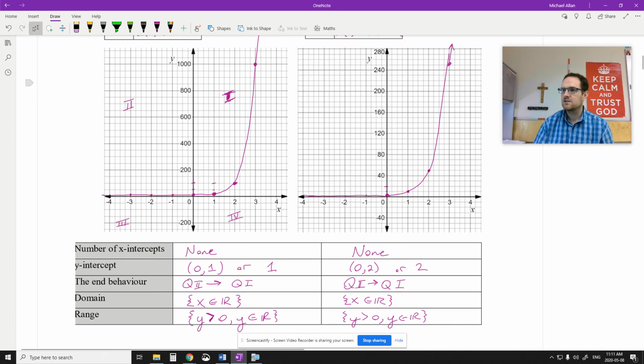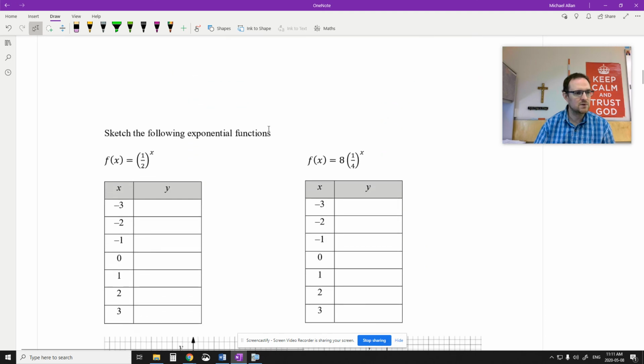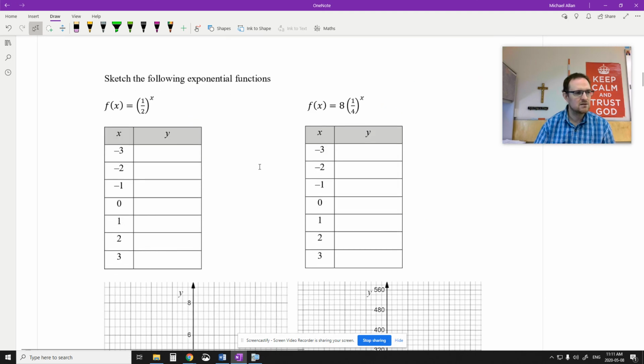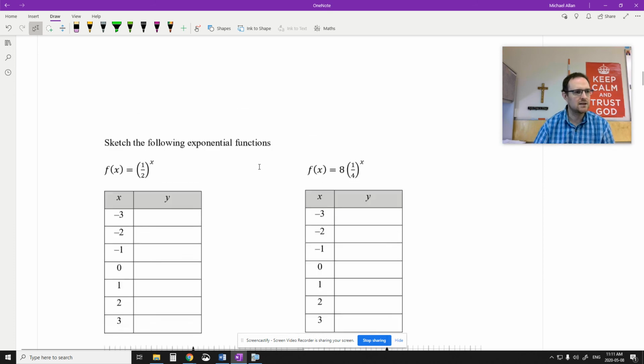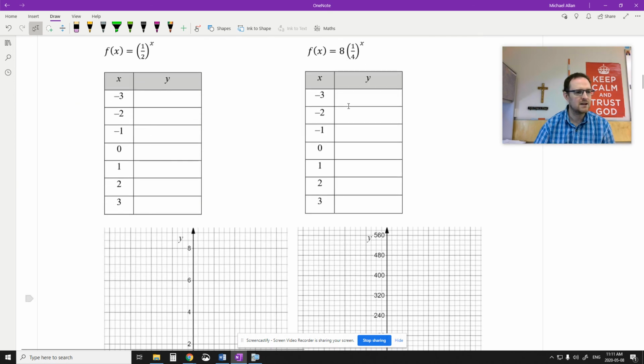So I'm going to stop this video here, and we're going to talk about 2 different types of graphs where we have fractions inside the brackets there rather than whole numbers like 10 and 5. I'll see you in the next video.